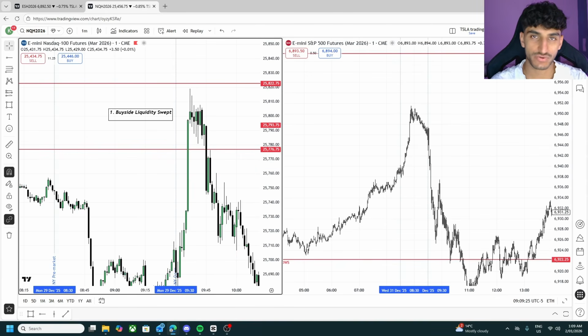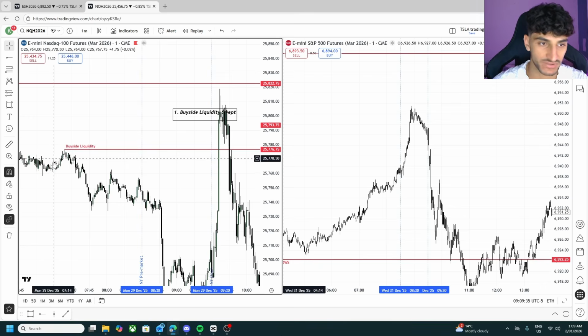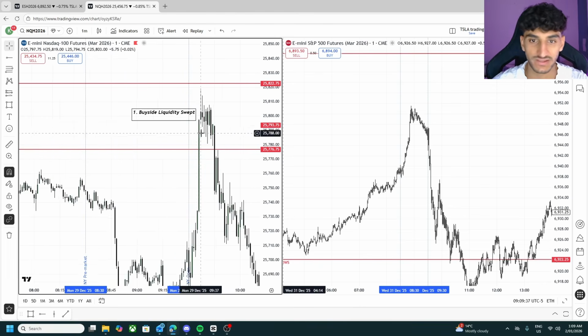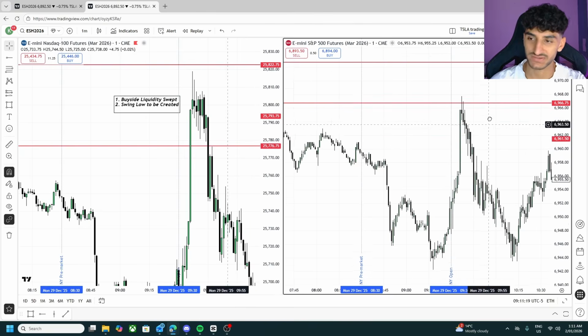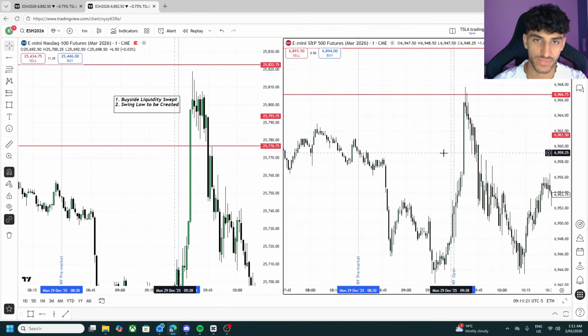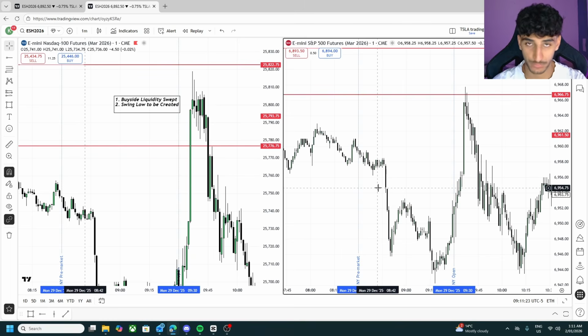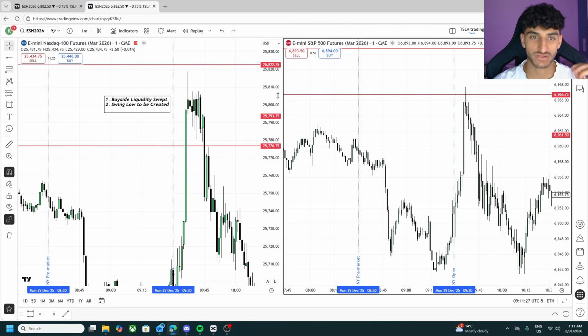Now the first thing that I want to see always before even looking for a trade is a sweep of either a buy side or a sell side liquidity level. And again, as I just mentioned, we just swept this buy side liquidity level that was formed in the London session. Now, it is not a requirement to have both assets sweep the same liquidity pool. One asset is enough to sweep and then we could start looking for trades on NQ.